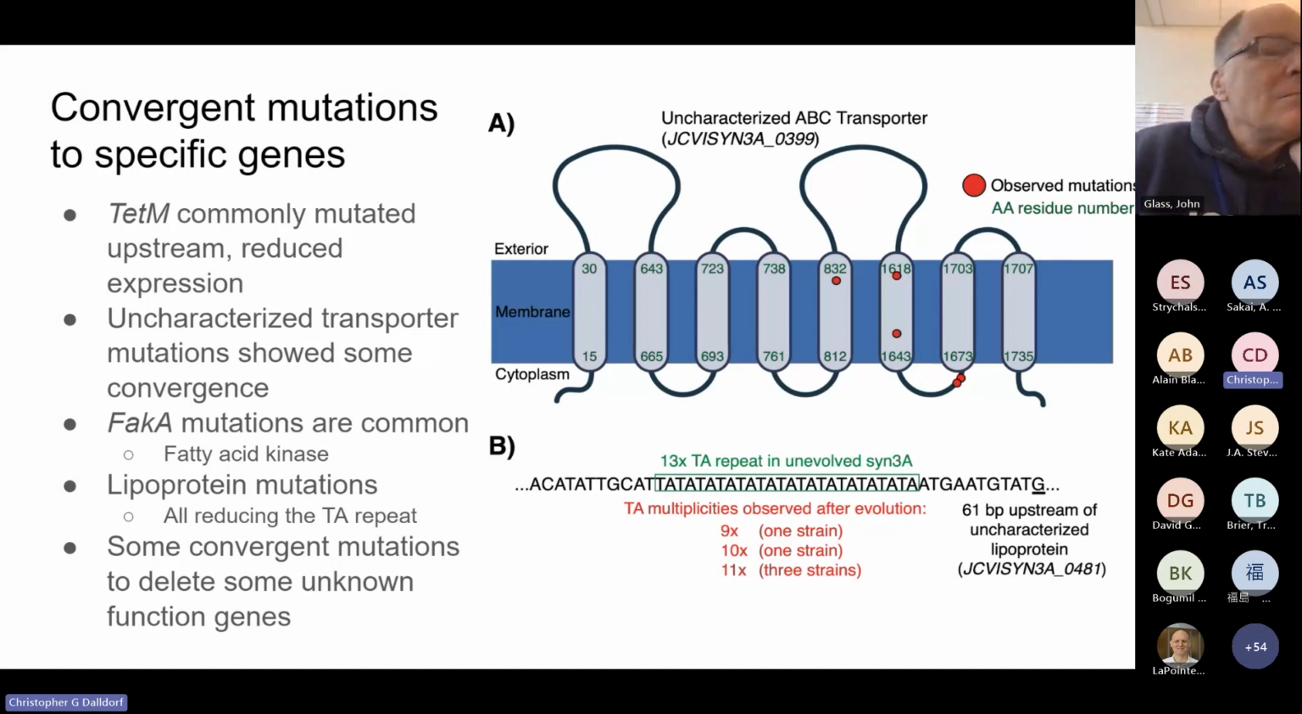That's what panel B is displaying. This long TA repeat upstream of one of their start sites was found to be reduced in a handful of the evolutions. It slightly increases expression of those, so presumably it's having something to do with ribosomal binding, or I guess RNAP binding. But there's also a lot of convergent or deleterious mutations to a lot of unknown function genes, which is interesting to show. Even these genes that we don't know what they're doing other than improve growth rate given they're in syn3A have some clear function that either syn3A is trying to change or get rid of at this point through evolution.